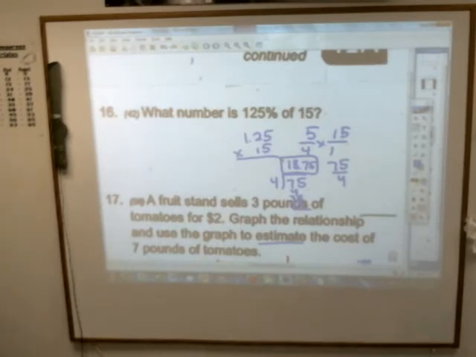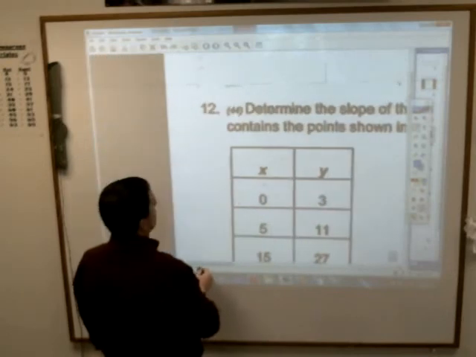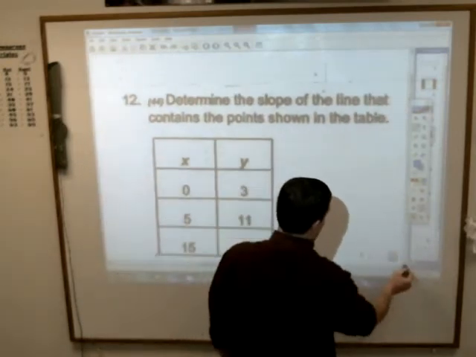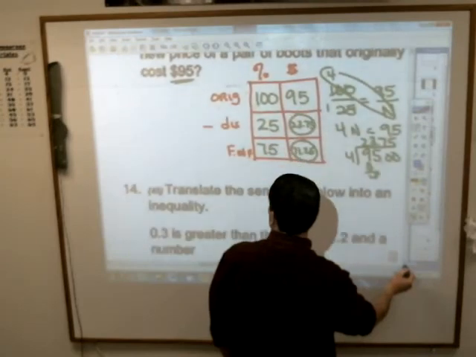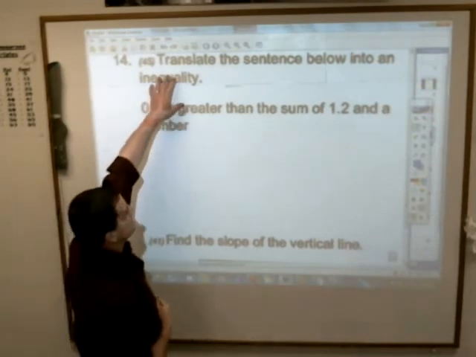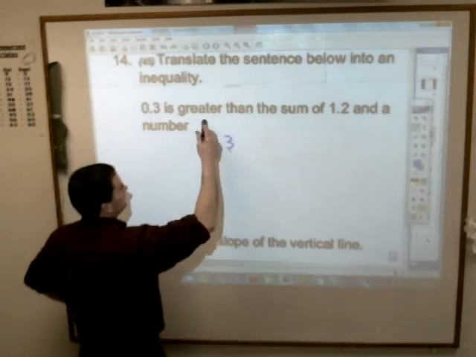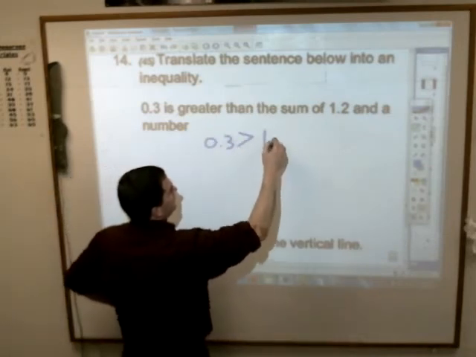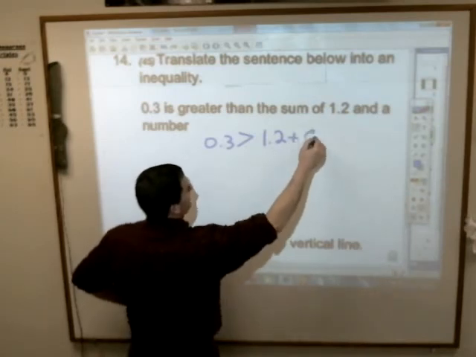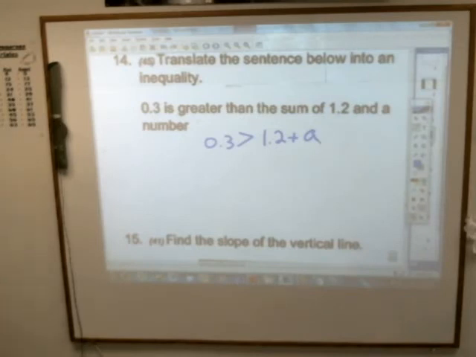The answer to 14, as I know it, was 0.3 is greater than 1.2 plus n. That's what I know. Quick problem 14, right? Yeah. It didn't say to solve it, it said translate this into an inequality. So 0.3 is greater than the sum of 1.2 and n. They didn't tell you to actually solve it, they just said to write the inequality that that stands for. So that is all you needed for that one.